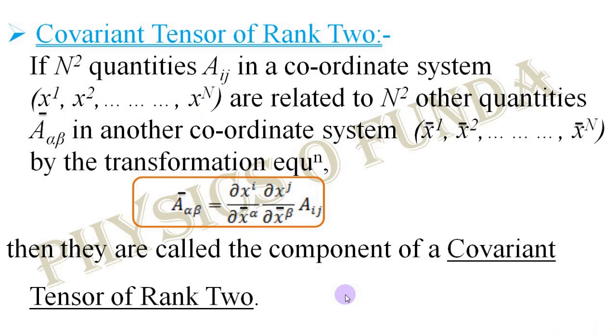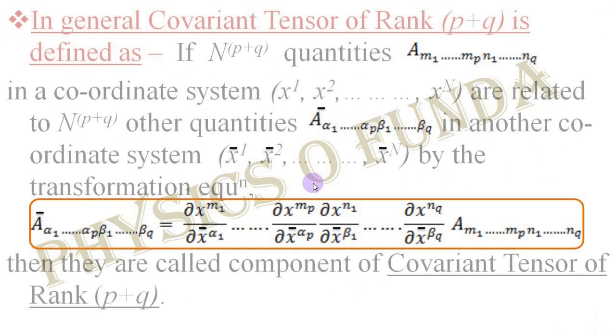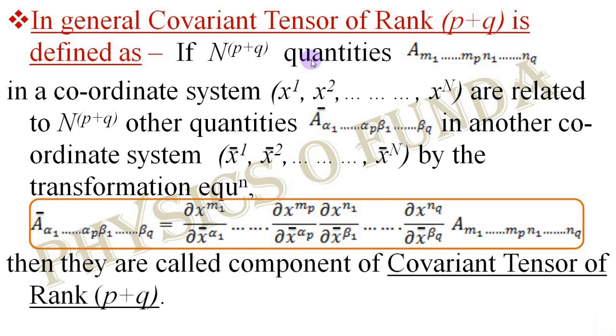Again we can generalize this concept up to a covariant tensor of rank p plus q. For that we have to consider n to the power p plus q quantities like this. Here all the indices are denoted as suffix in an unbarred coordinate system, which are related to n to the power p plus q other quantities denoted like this in another coordinate system, the barred coordinate system, by the given transformation equation as we saw on the screen within the blocked format. Then those components are called components of a covariant tensor of rank p plus q. This is the generalized definition of a covariant tensor of any rank.